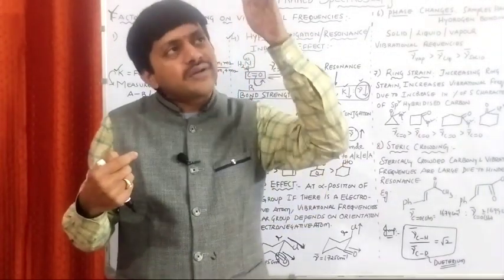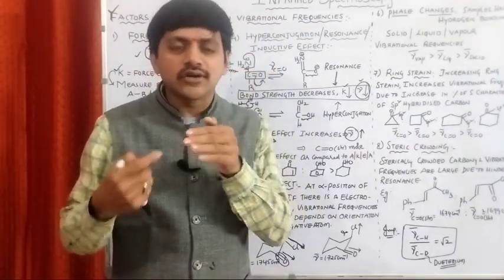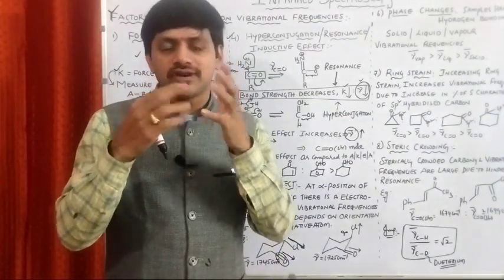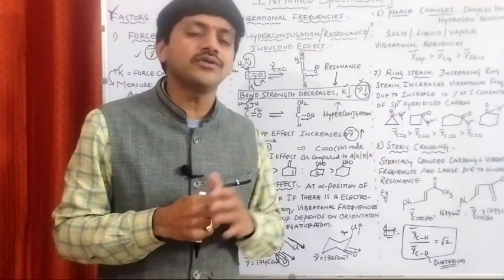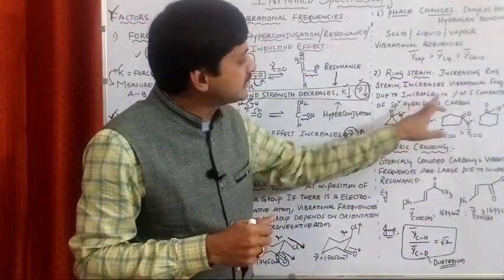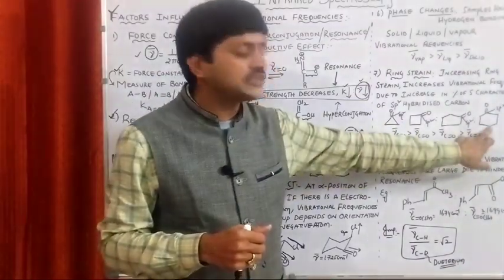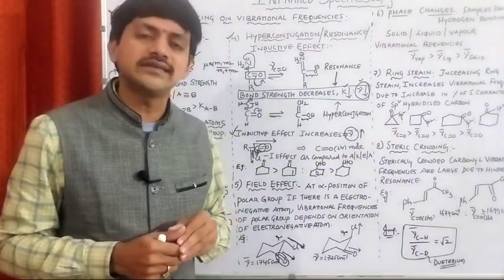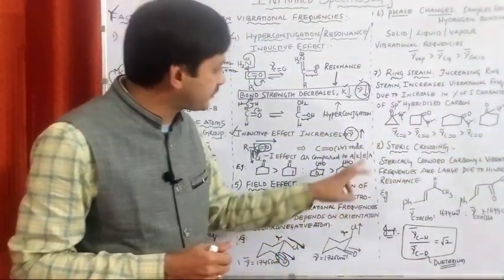So what does it mean? From alkane to alkyne, the percentage of s character is increasing, right? The percentage of s character increasing means the force constant value is increased. Thereby the vibrational frequency value increases. See this one? The ring strain increases the percentage of s character. That's why this is the 3-membered ring, this is the 6-membered ring. So in the 3-membered ring, the vibrational frequency of the C double bond O is higher. For this, lesser. Next one is what?